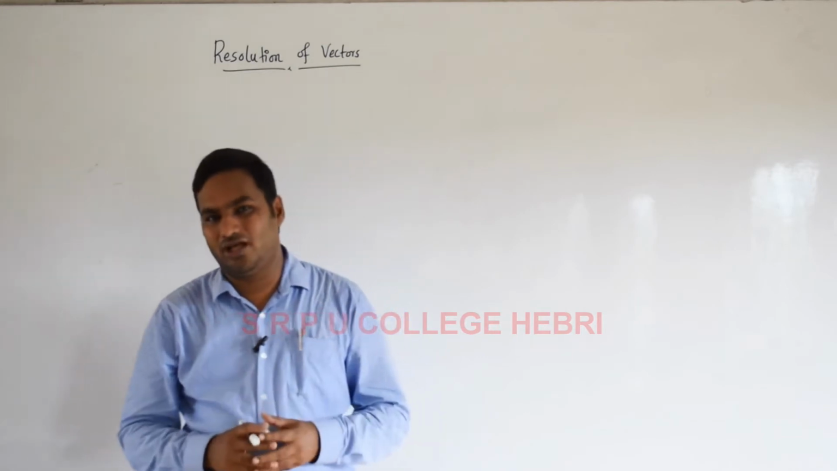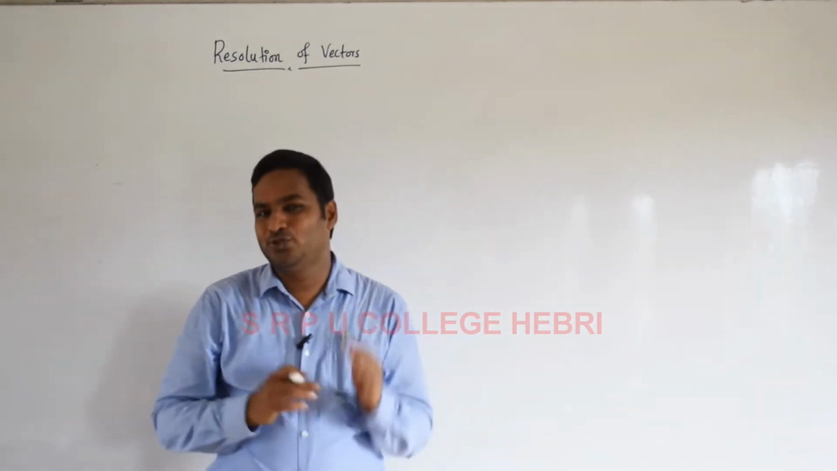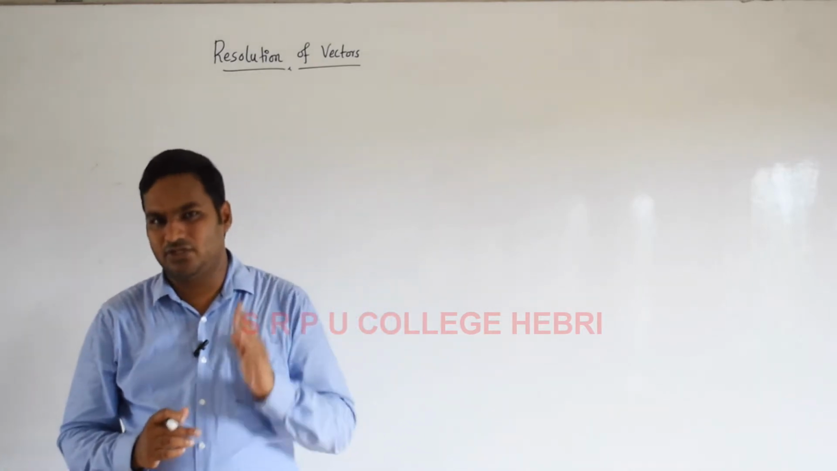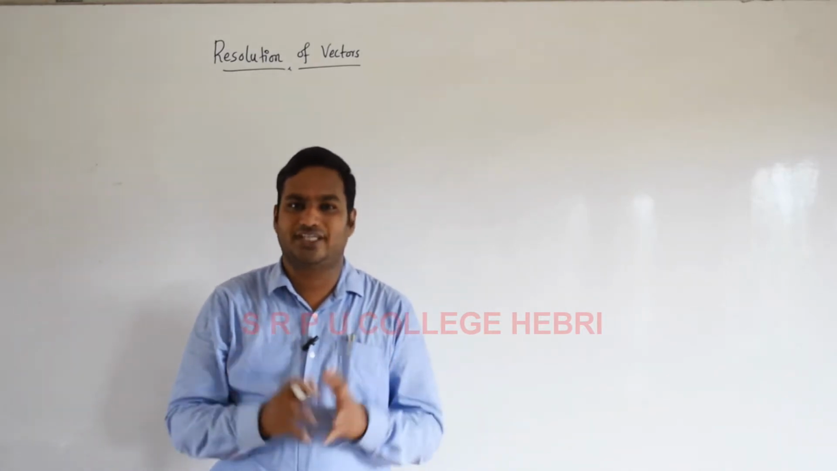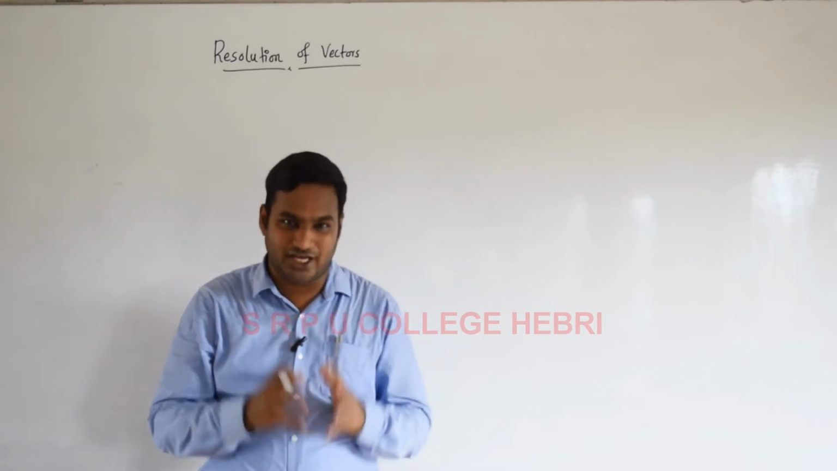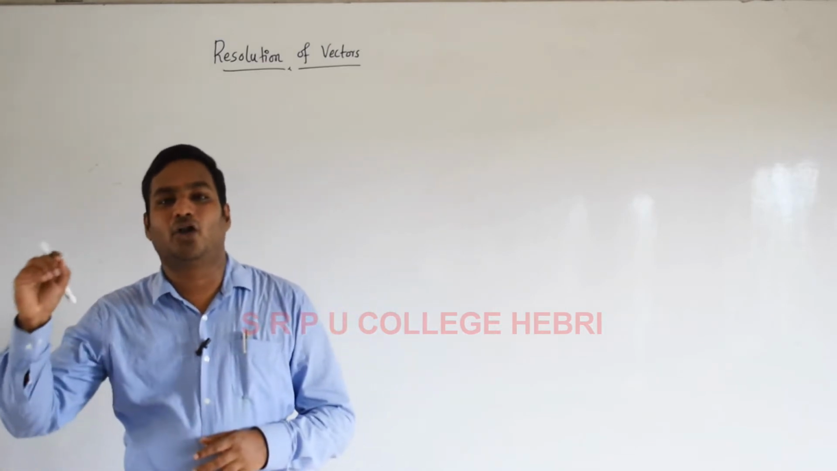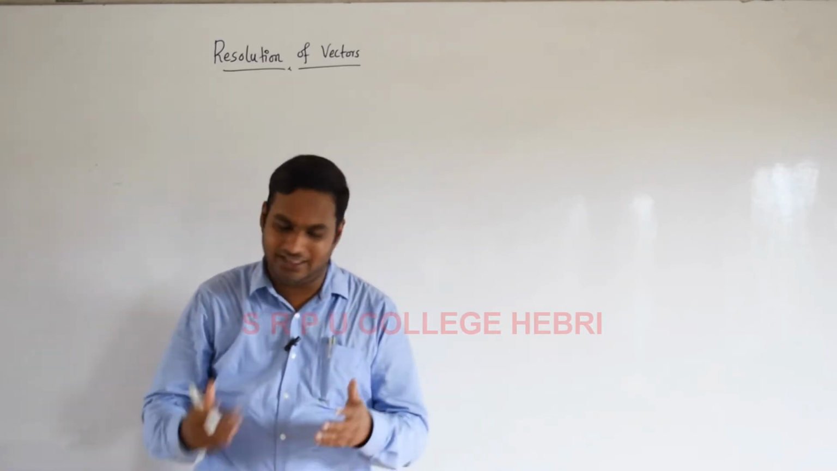Our equation, we call it the law of cosine. R is equal to square root of A square plus B square plus 2AB cos theta. Our equation we consider as the law of cosine to get the expression for the resultant of two vectors using the parallelogram law of vector addition. We have learned that.